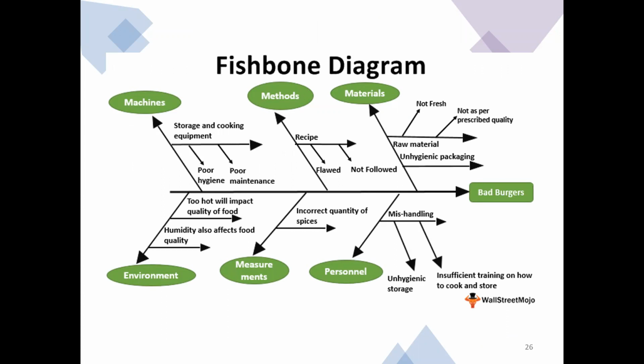And this one here, I did use P4, actually, P4M&E. It's basically about why bad burgers. I think I stole this from Wall Street Mojo. You see machines. We're looking at storage and cooking equipment, whether it's maintained properly, it's cleaned properly, that kind of thing. I'm looking at methods. Is the recipe right? Is it flawed? Are people following it? And then the materials might be raw material. Are we buying cheap burgers? Is it filled with fillers?